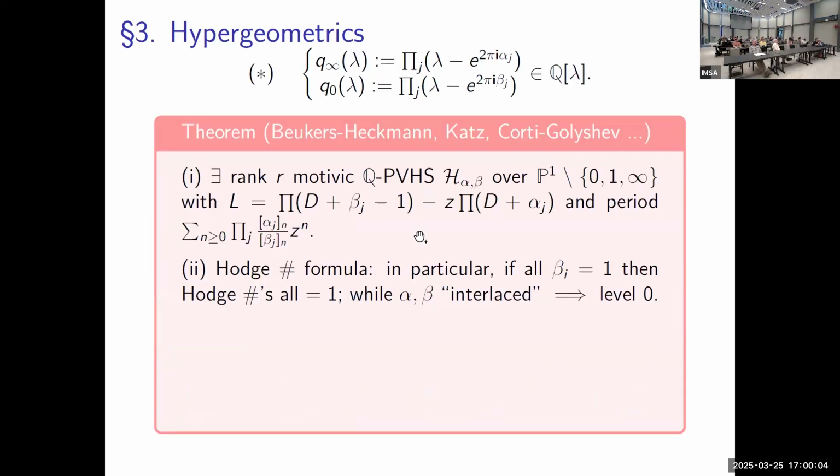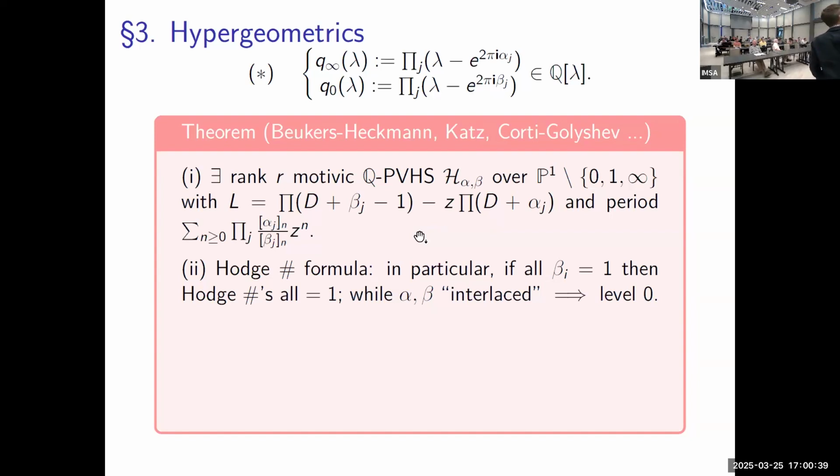There's also a beautiful Hodge number formula. The other people I should mention are Fernando Rodriguez Villegas and David Roberts, who wrote a beautiful Notices article that explains this Hodge number formula, which is given by these zigzag diagrams. It makes it very easy to compute with the Hodge numbers. I'm just going to tell you two factoids about what they are in two special cases. If all the beta i's are 1, then the Hodge numbers are all 1. Okay. So it's like a principal Calabi-Yau variation.